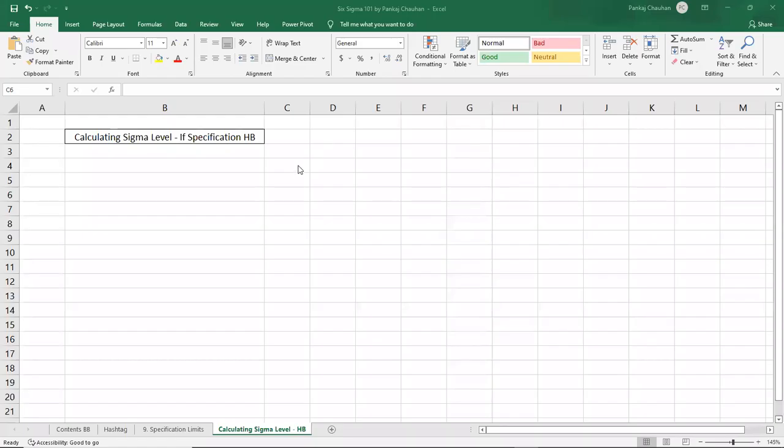Hey people, welcome back. In today's session, we are going to learn how we calculate the sigma level of a process when the specification is higher is better.